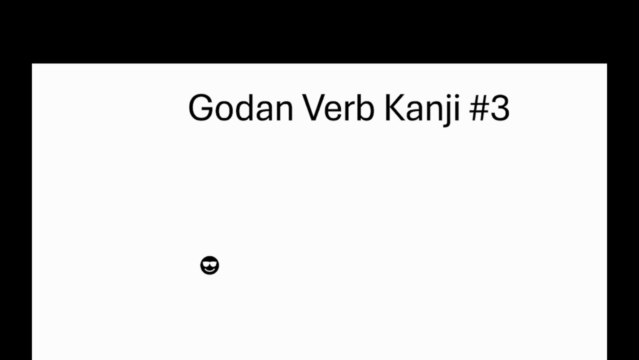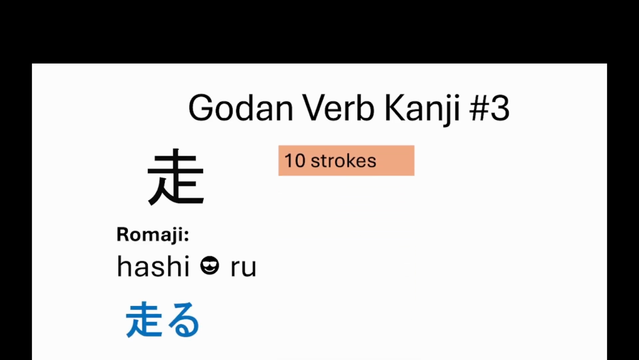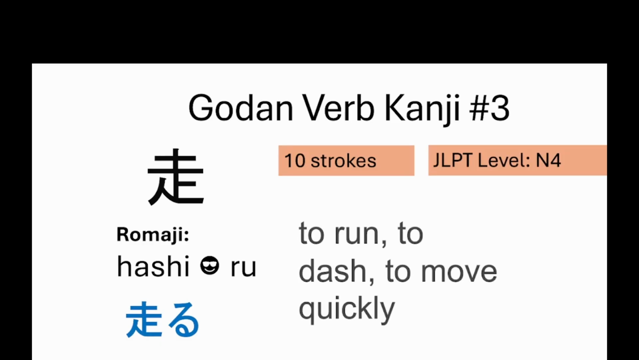Hello everyone. Today we're going to have Godan Verb kanji number 3. The verb is hashiru. This kanji has 10 strokes. The JLPT level is N4. And the meaning of the verb is to run, to dash, to move quickly.